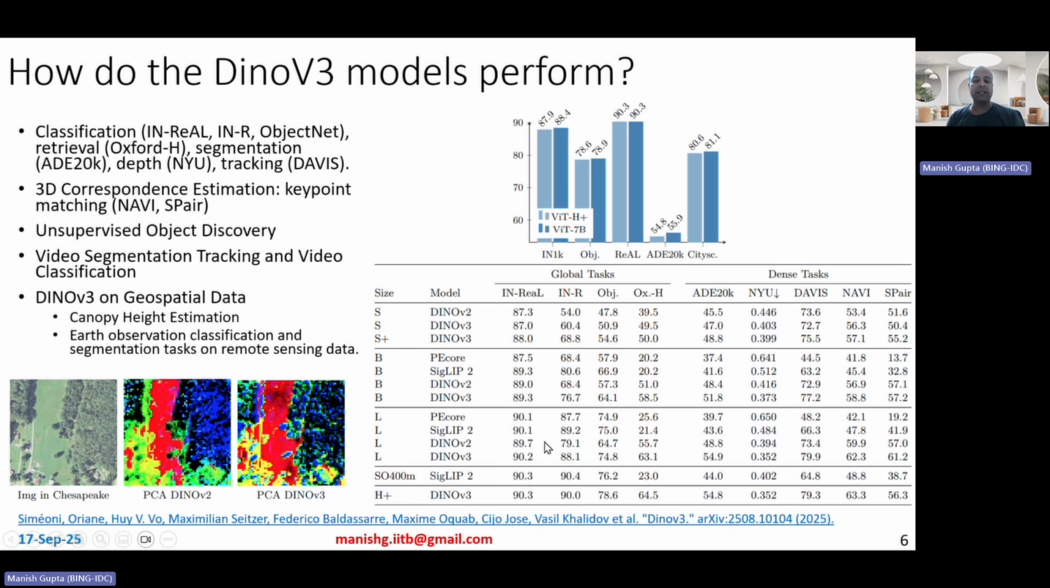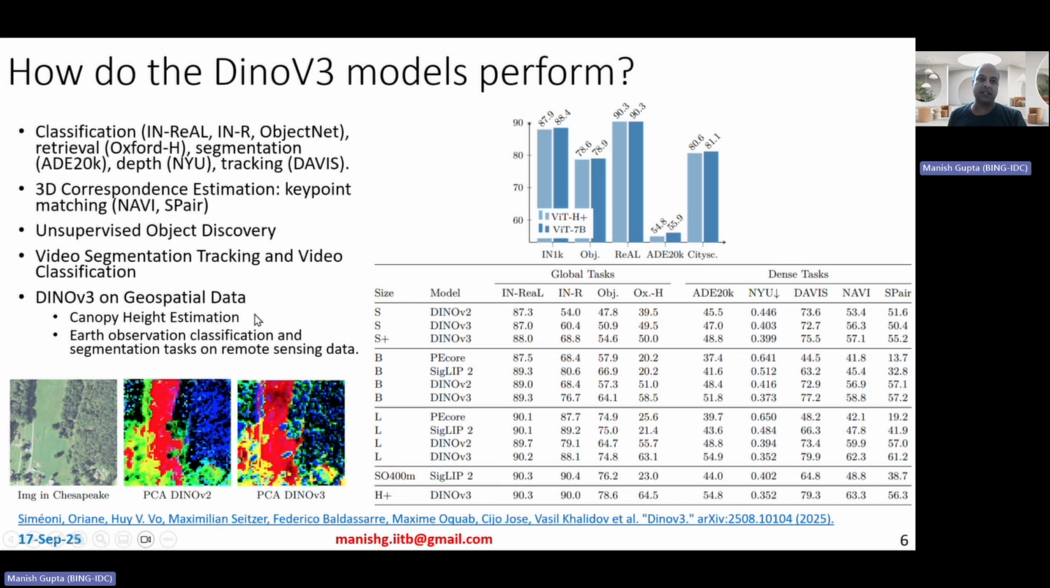They show how DinoV3 is really the best amongst all of the other models compared across many tasks, like classification, retrieval, segmentation, depth estimation, tracking, 3D correspondence estimation in terms of keypoint matching, unsupervised object discovery, video segmentation, tracking, video classification. In fact, even on geospatial data. They talk about canopy height estimation. As you can see in these satellite images, one can use those images to figure out the height at every pixel, and that's the canopy height estimation task. And DinoV3 gives much better estimates on this task as well, right? So Earth observation, classification, and segmentation tasks using remote sensing data.